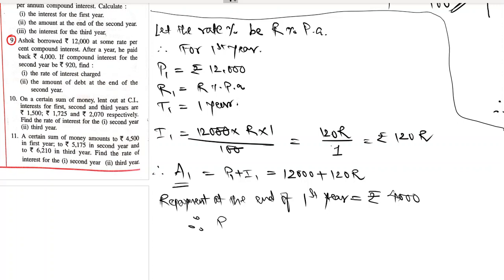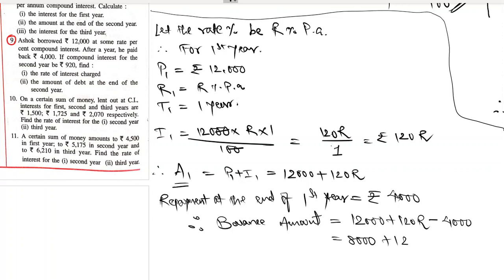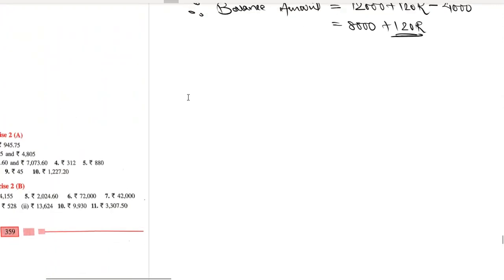And therefore, the balance amount on which we have to calculate the interest for the second year is 12,000 plus 120 R minus 4,000. That is 8,000 plus 120 R. This is the balance amount. On this balance amount, the compound interest for the second year is 920. Let's find that out.